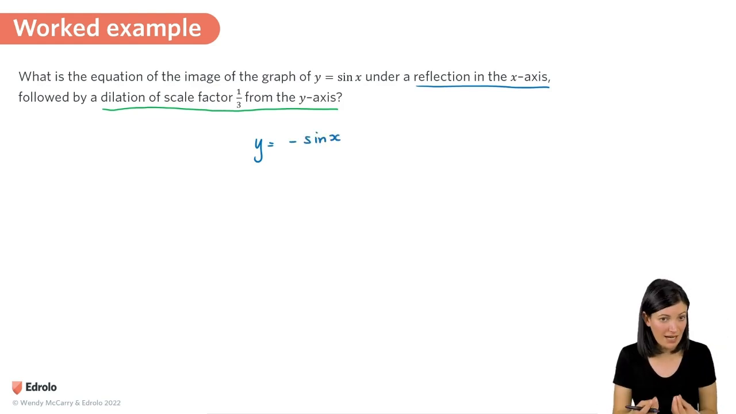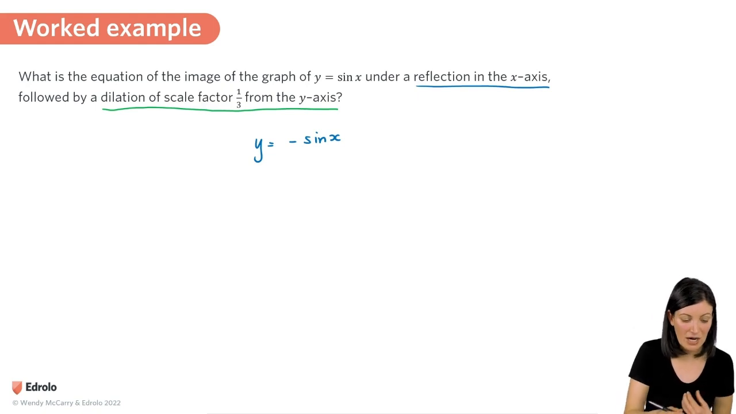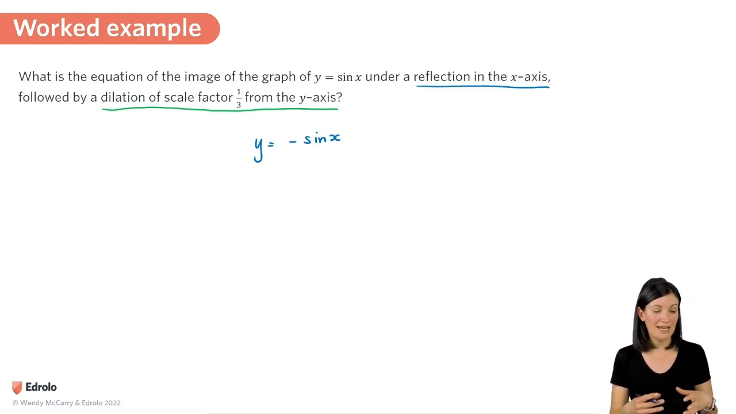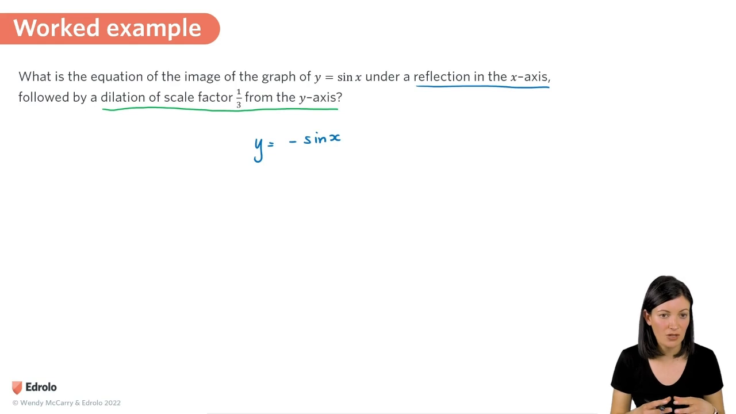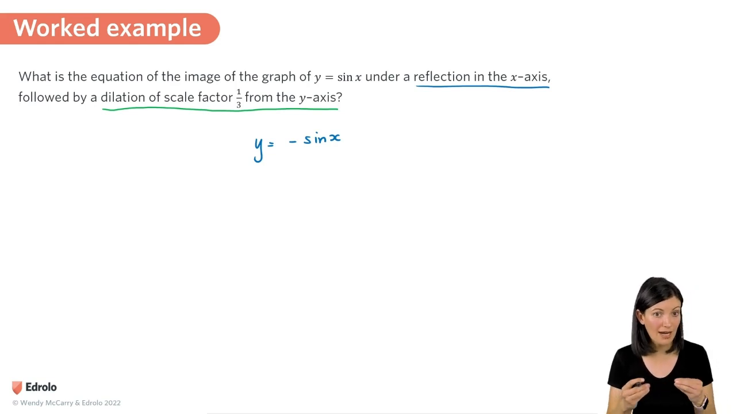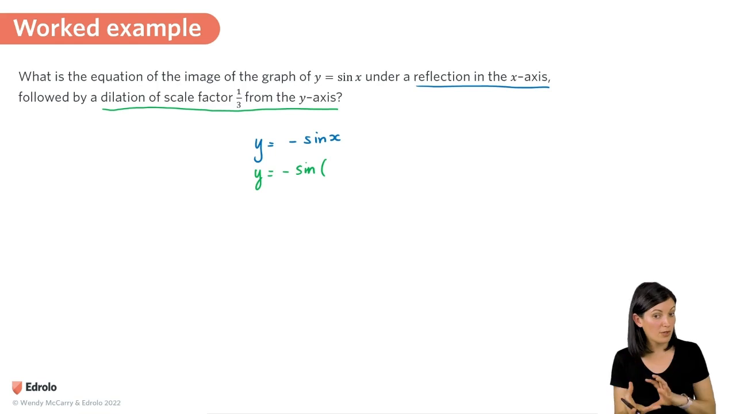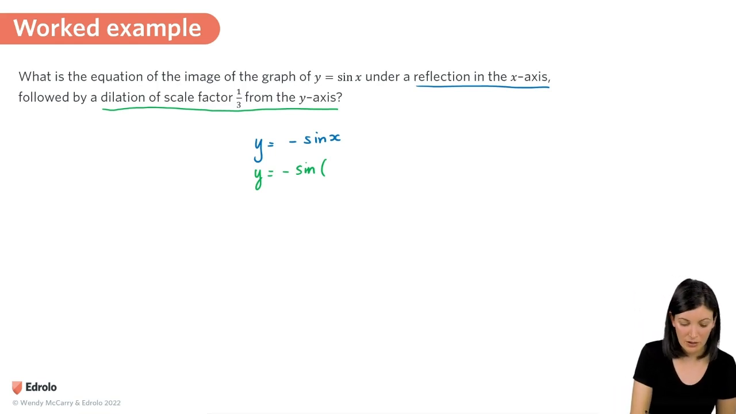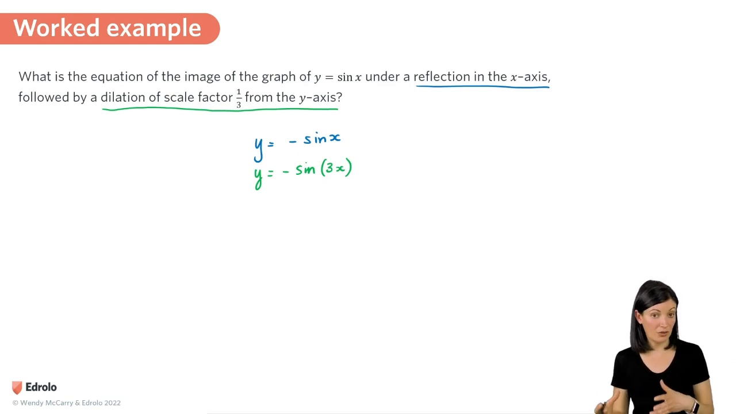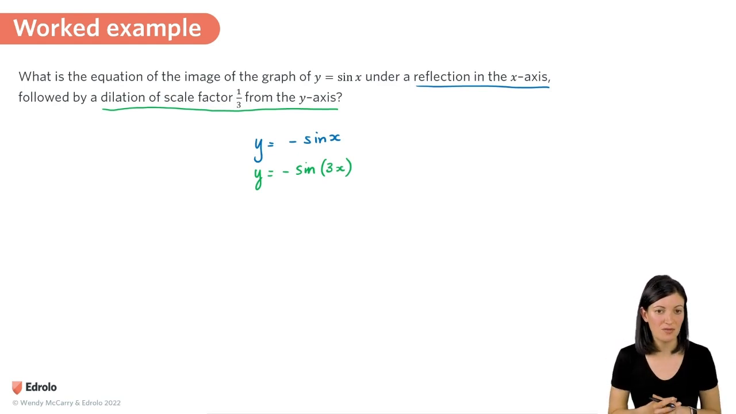Now I'm going to take that negative sine x and I'm going to add in my next transformation, which is a dilation of a scale factor of a third from the y-axis. Okay, from the y-axis, that means it's in the brackets here. And it's a bit tricky here, but this is going to be the reciprocal of a third. So this becomes the negative sine of 3x with both of those transformations in there.